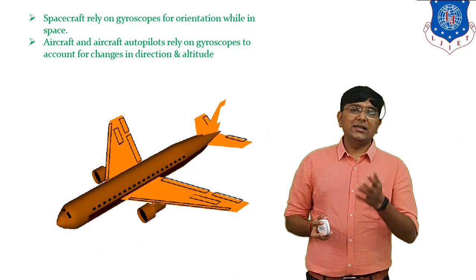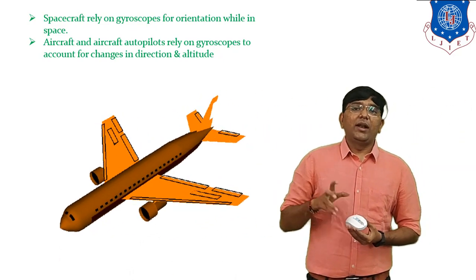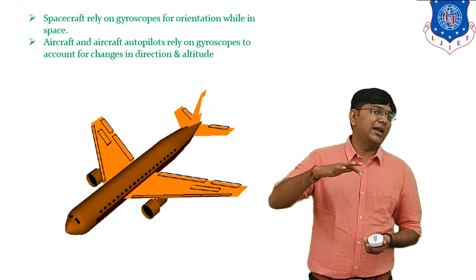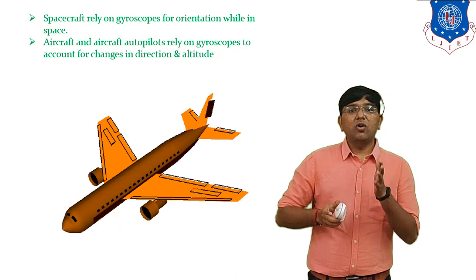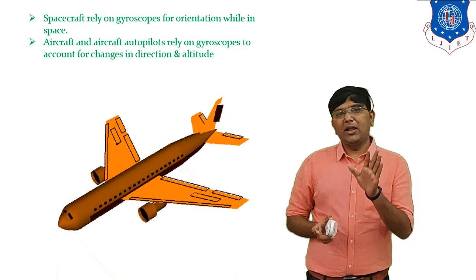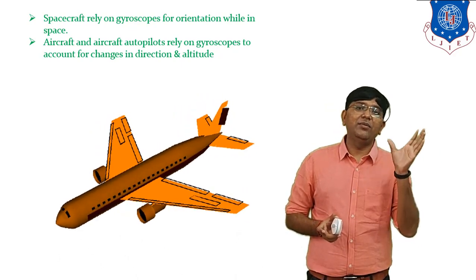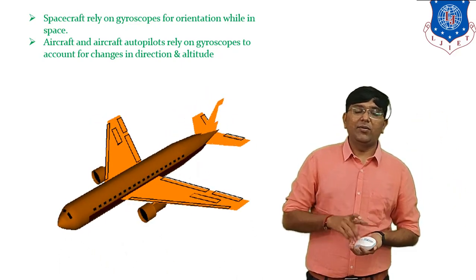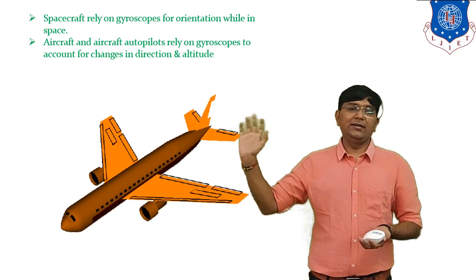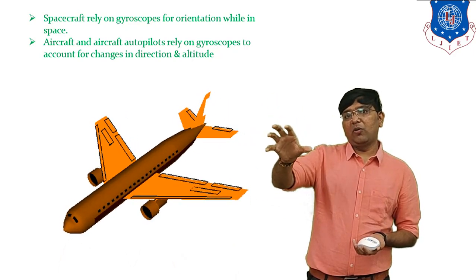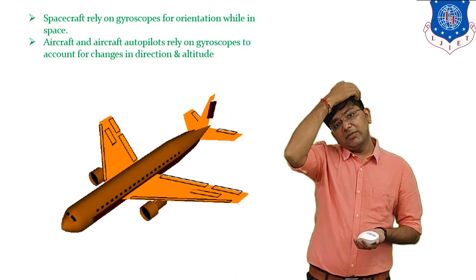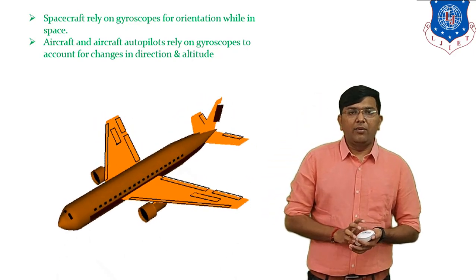Clear? So this is the simple example of gyroscope. Whenever you change the direction, whenever you take a left turn or right turn, at that time gyroscopic effect occurs. Whenever an aeroplane takes a left turn, the front end of the aeroplane slightly moves in the upward direction. Whenever an aeroplane takes a right turn, the front end of the aeroplane tries to move in the downward direction. Clear? This is just because of gyroscopic effect.